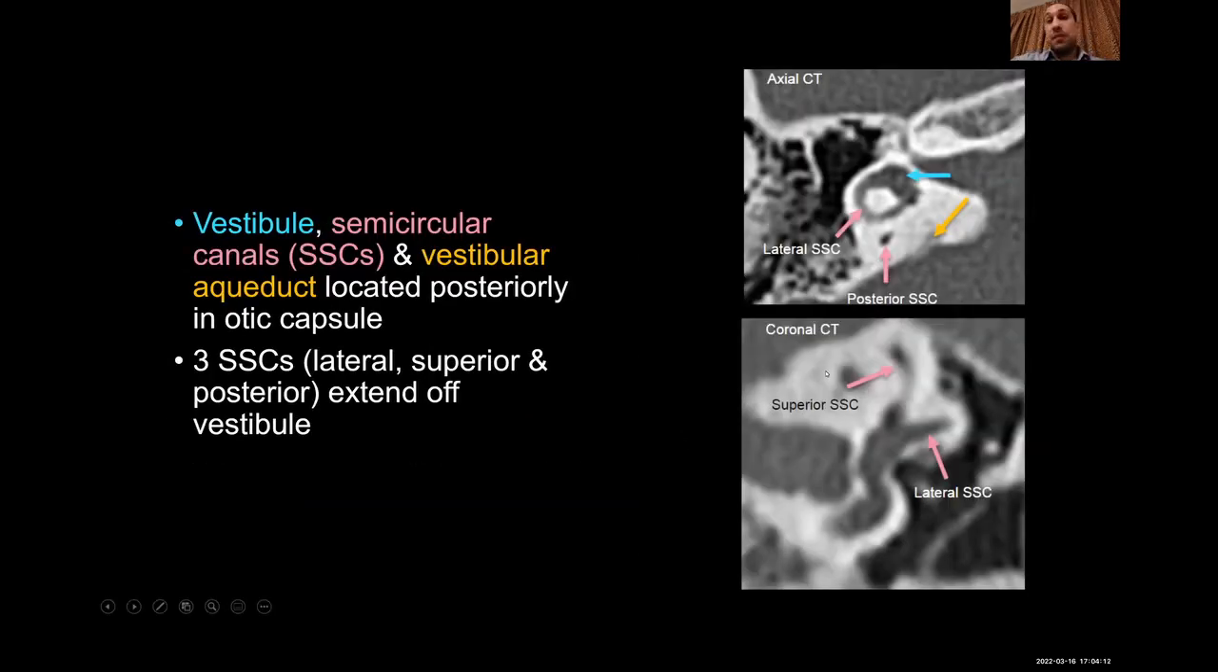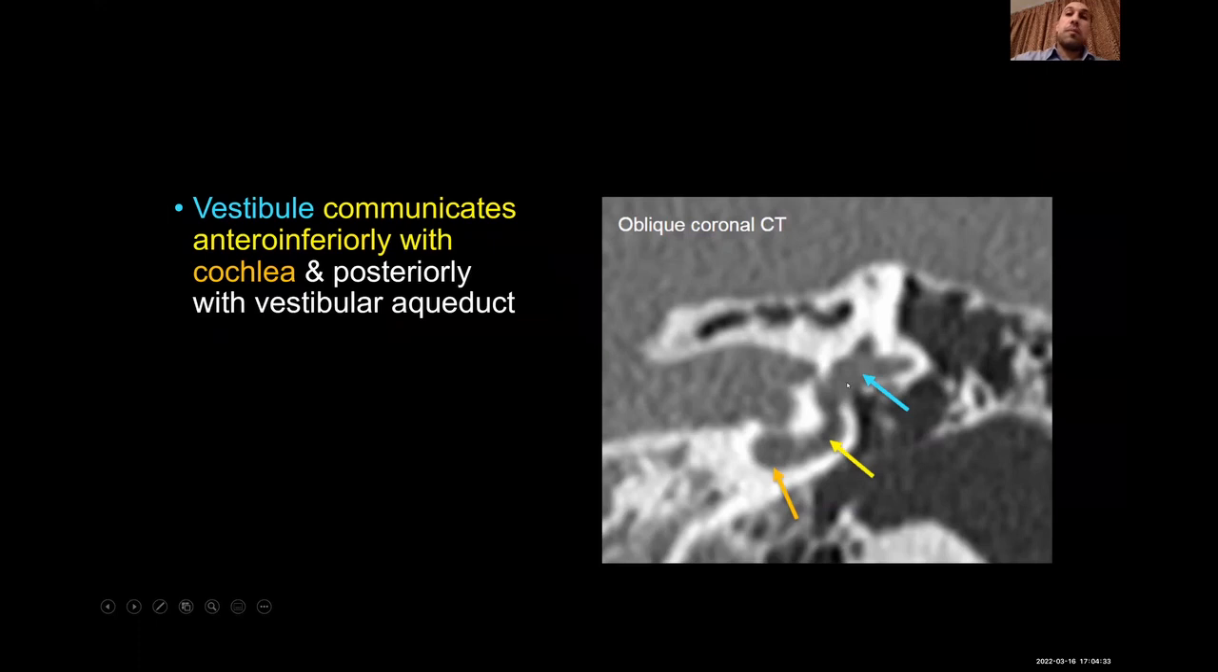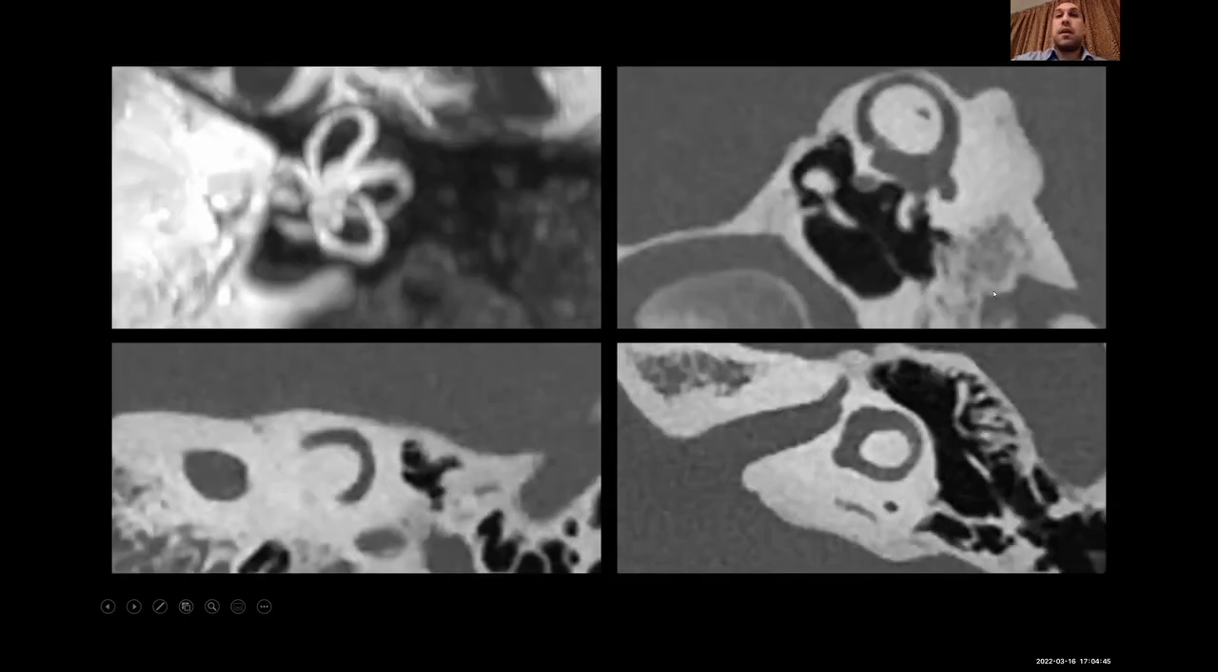Next is the vestibule and the semicircular canals. We have the posterior, lateral, and superior semicircular canals. Here is the vestibule. Here are the semicircular canals, and here is the vestibular aqueduct. And here is the superior semicircular canal. This is the lateral semicircular canal. There is a connection between the vestibule and semicircular canals and the cochlea. Here is a connection between both of them and the cochlea, and here is the vestibule, and here is the 3D MRI showing the superior semicircular canal, lateral semicircular canal, and posterior semicircular canal.